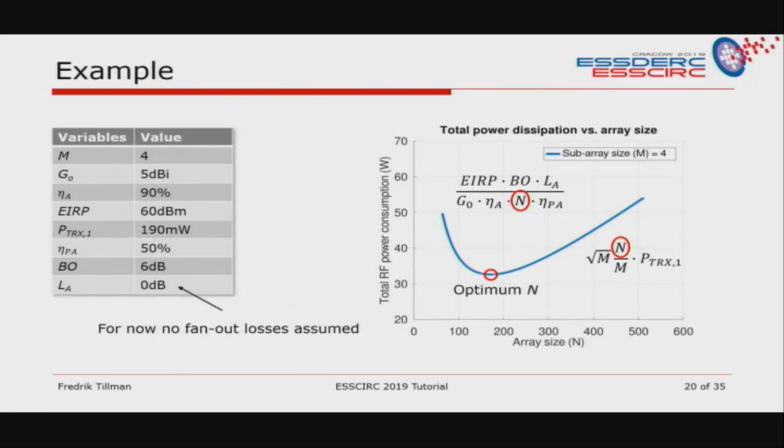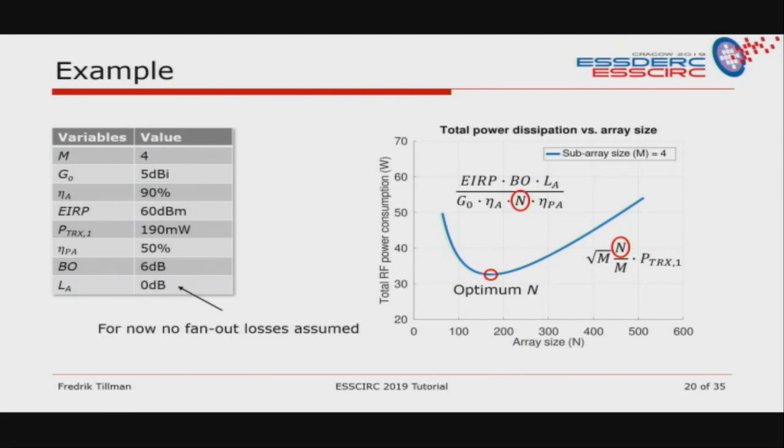So, as an example, if we plug in numbers for a few of the variables, you see the values here. In this example, the size of the subarray, the M value, is 4, and then we have the patch gain of 5 dBi, and we have a number for the efficiencies and the wanted EIRP, and also a regular number for the power consumption. Actually, this 190 milliwatt was taken from the Corvo paper, but it makes a whole lot of sense also when you study many of these implementations.